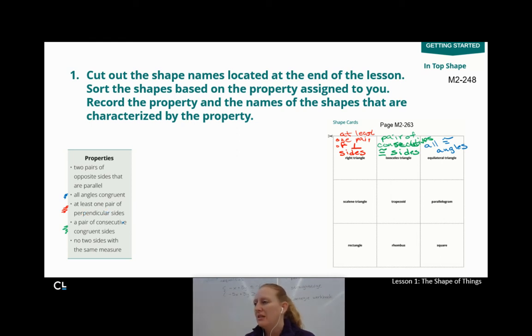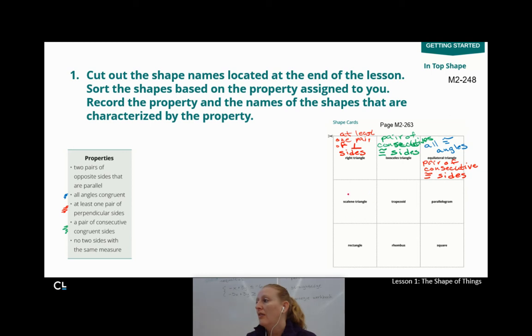Perpendicular sides, not necessarily. Ooh, pair of consecutive congruent sides. Yeah, that one's going up. That one's going up. So pair of consecutive congruent sides. Awesome. No two sides with the same measure. That's not true. Equilateral, they're all the same.